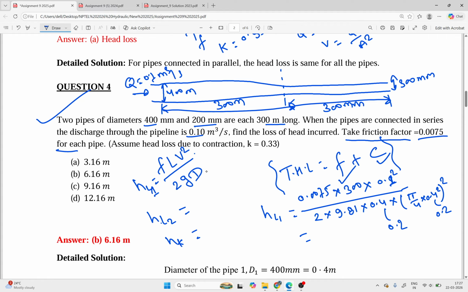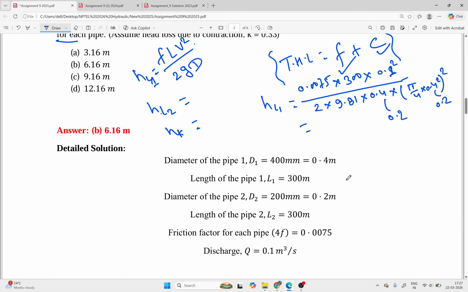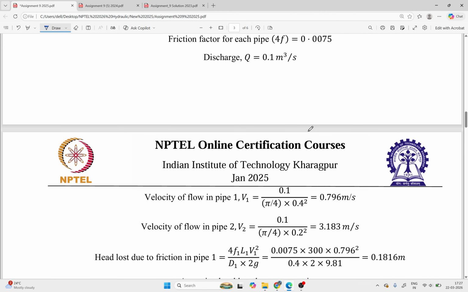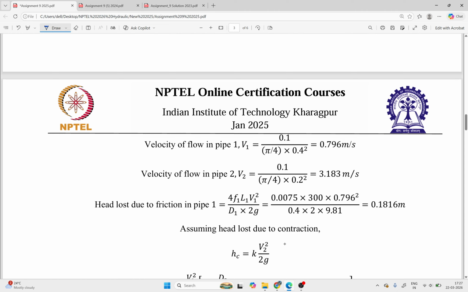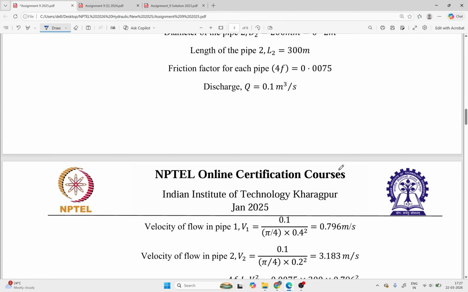Now, what will be the formula for contraction? As you know, the head loss is v square by 2g, but in the question a contraction factor is given. If a contraction factor is given, you need to follow this: you have to multiply the contraction factor with v square by 2g. Now I'll just show you the calculation part.